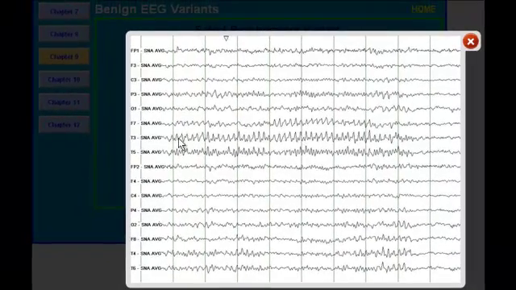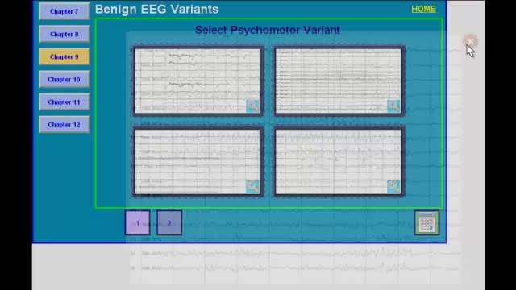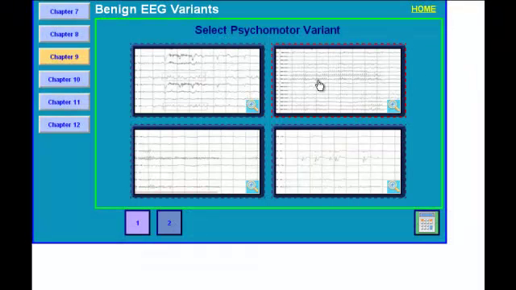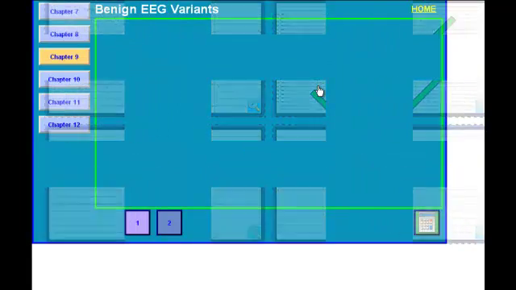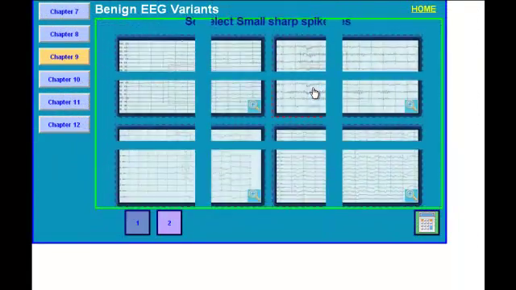As the name indicates, this is seen in drowsiness. If you see this kind of pattern when a person is wide awake, then you do not call it a psychomotor variant. So the correct answer here is the psychomotor variant. If I select this, this will show up as the right answer, and we'll move on to the next slide.